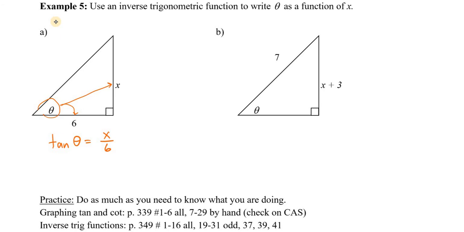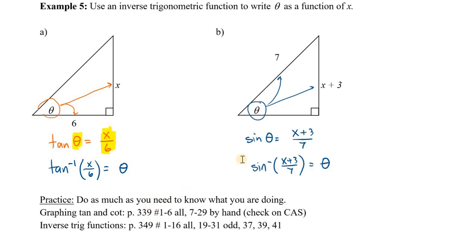The way that you would isolate theta is that you would take the inverse tangent of both sides. So when I do that, this theta and that ratio are going to switch places. So I now have the inverse tangent of x over 6 equals theta. That's it. I wrote it as a function of x because theta is all by itself. So maybe pause the video here and see if you can do the last one.